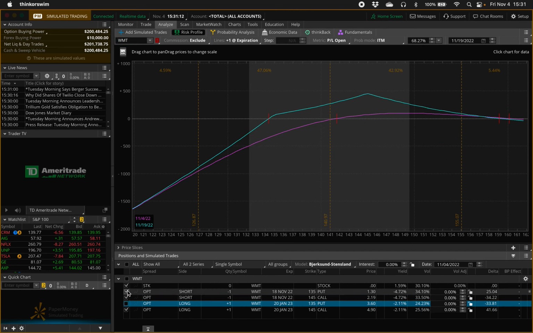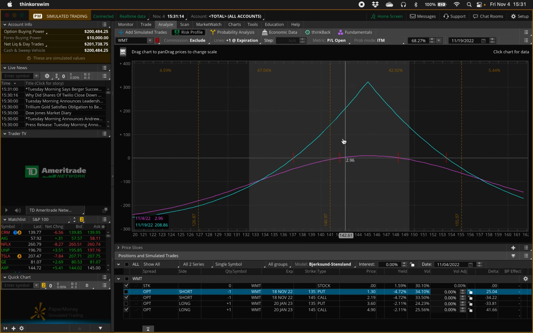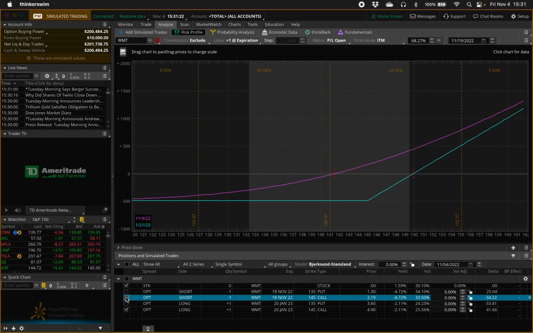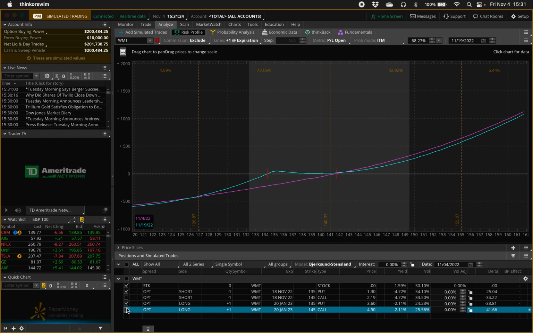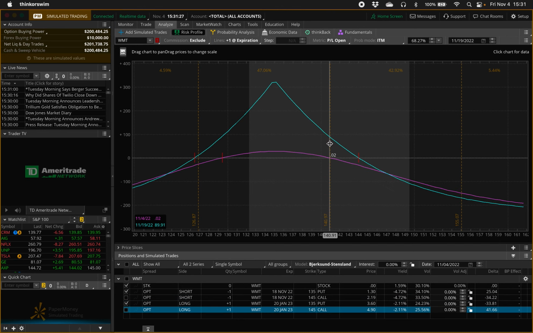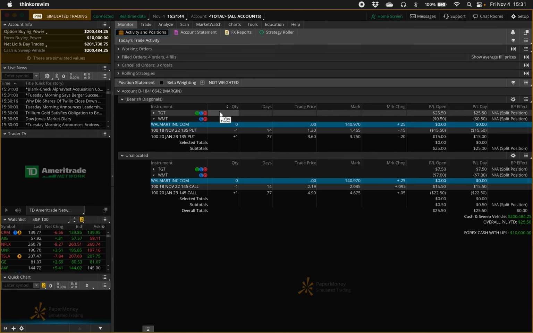So let's get rid of the puts and just look at the calls. There's our call calendar on Walmart, where we're obviously losing $7, and there it is, because it moved down. And now let's look at our put calendar on Walmart, which is pretty good, and there it is, moving towards our target of 135-ish, which is actually below the 145. All right, so that is what the calendar spreads look like, and with that, I will close out this week.